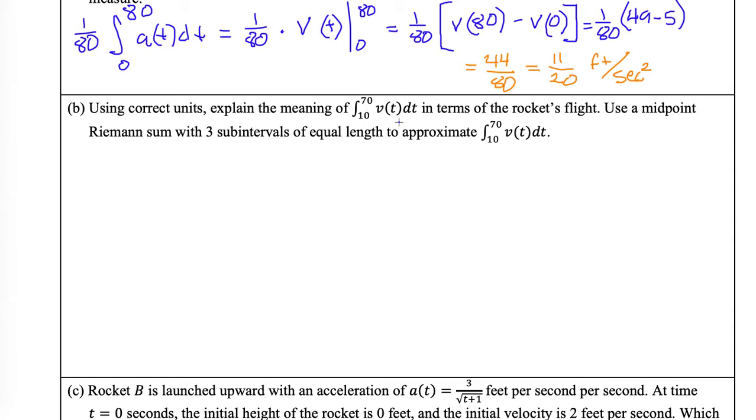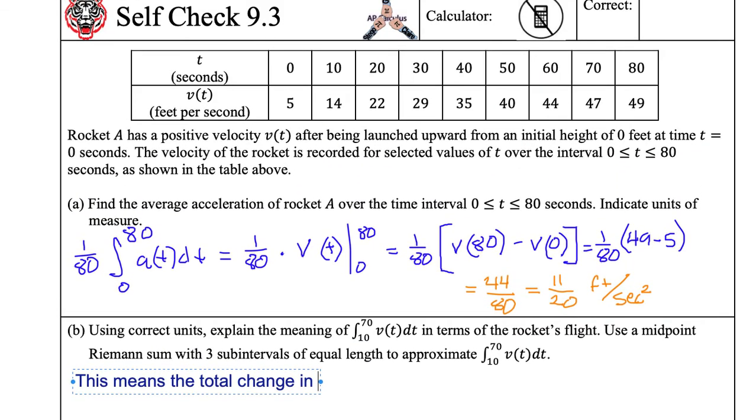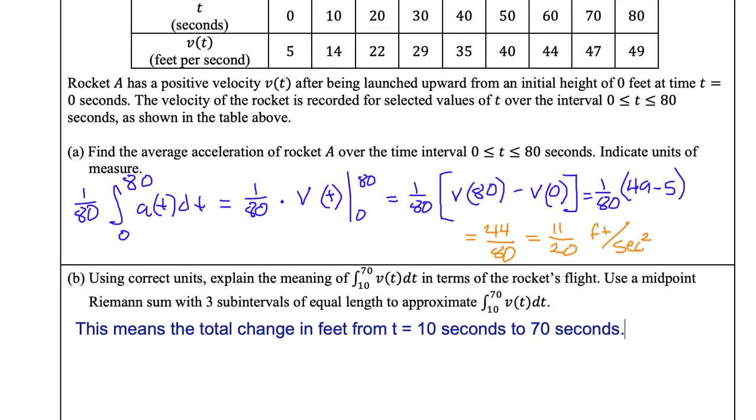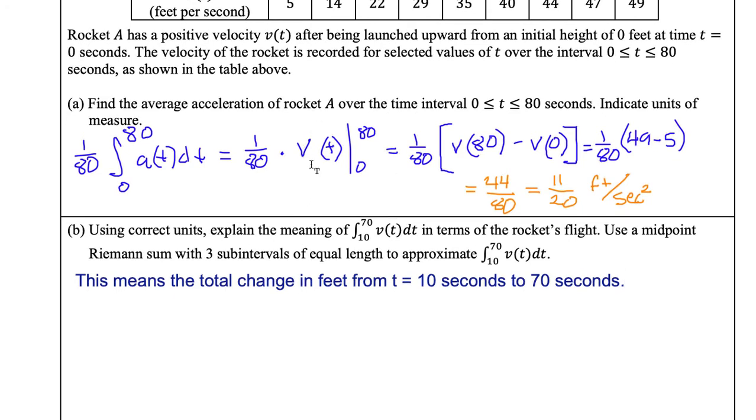All right, so part B, using correct units, explain what that thing means. So I'll get my typing ready. This means the total change in whatever the integral of velocity is. So total change in position, what are we going to call this? Height. This is launching up. Does it? Okay, I'm just going to say total change in distance, total change in feet from t equals 10 seconds to 70 seconds. Perfect. Done. And then use a midpoint Riemann sum with 3 subintervals of equal length to approximate the integral from 10 to 70.